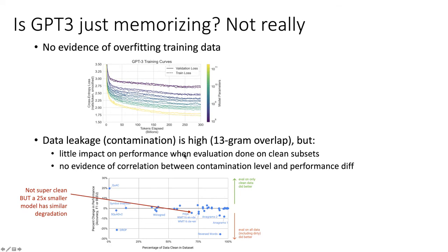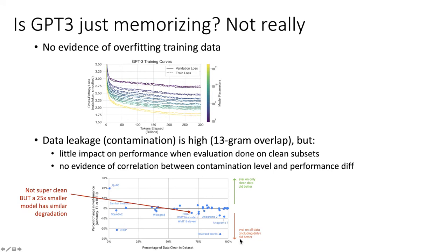And then the second thing they look at is data leakage between the test sets and the training data. They actually found a lot of contamination for many of those tasks that we just went through. And the way they did that is they looked at 13-gram overlaps between test data and training data.